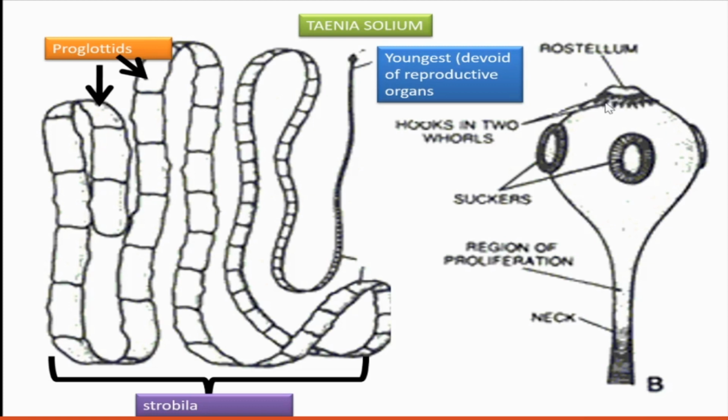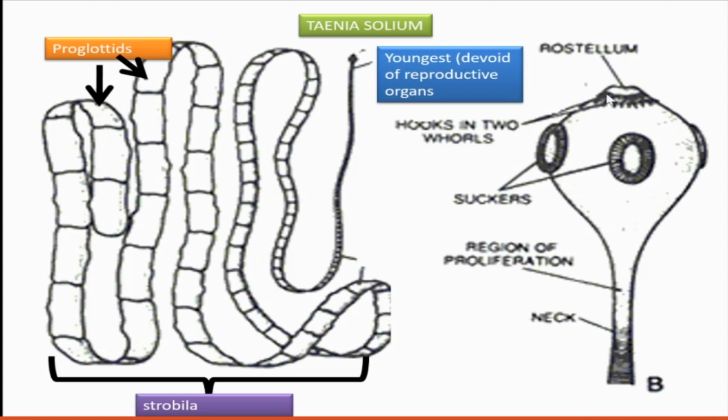At the apex of the scolex is a dome-shaped rostellum. It is armed with 28 to 32 curved hooks arranged in two circlets. And then around the sides of the scolex, 4 large suckers are also there. 3 we can see here. One is on the other side. And these large suckers are devoid of hooks.